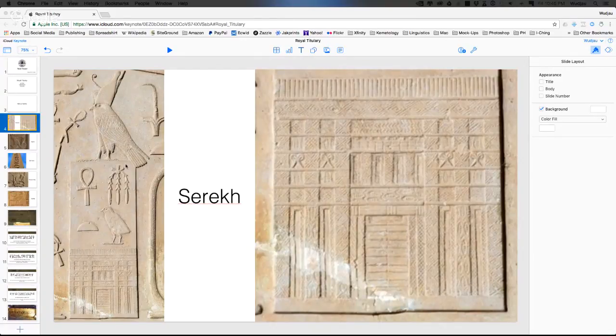This is known as the Heru name, and it's the oldest of the five. By oldest, I mean that this name is attested before all the others. By the time you get to the 4th and 5th dynasty, you'll find the kings having all five names. Hopefully people can understand that.